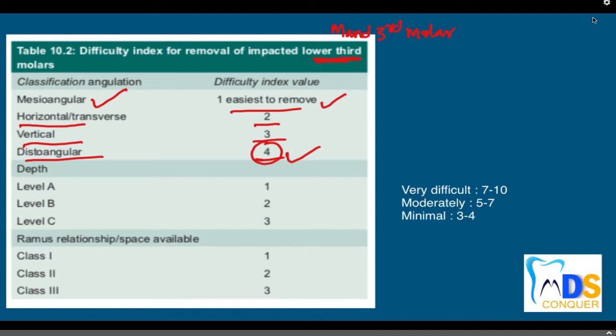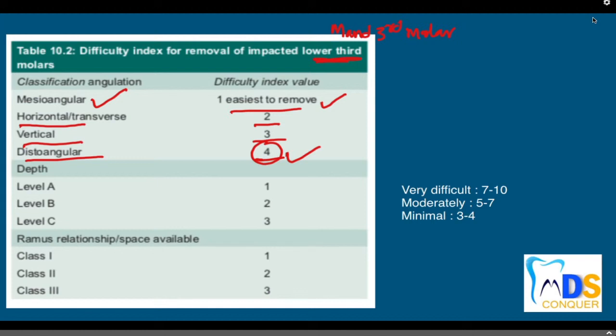Done? Yes, okay. Next, the most common tooth which gets impacted, make a note, is the mandibular third molar. And the most common anterior tooth which gets impacted is the canine.